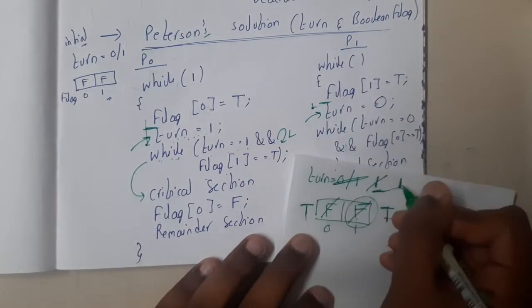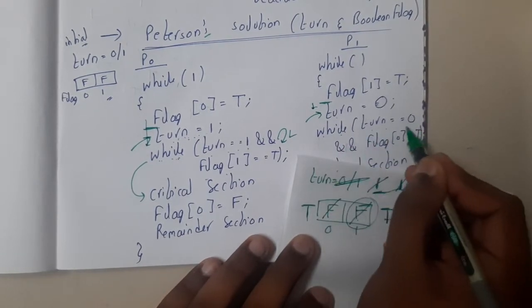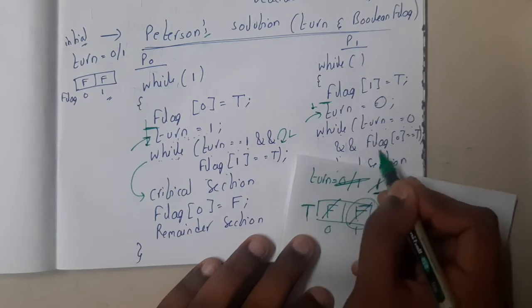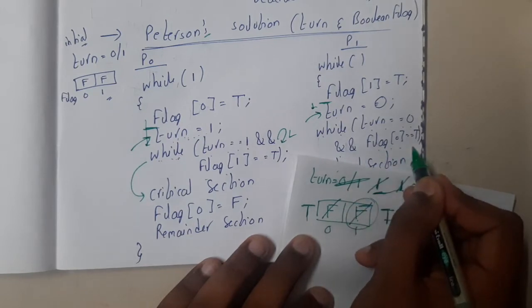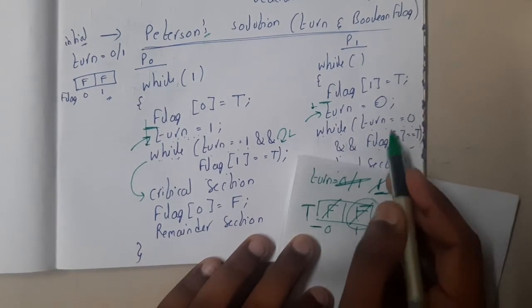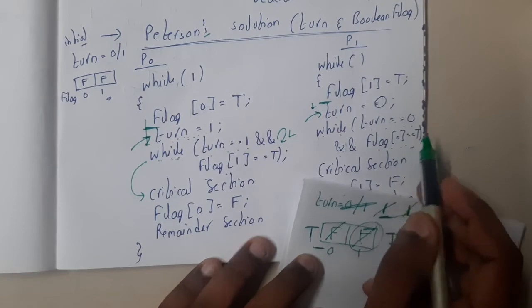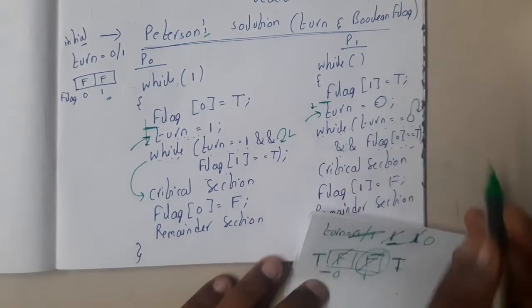Now the turn value will be made 0. Now you are checking while turn double equal to 0 and flag double equal to 0. So again, here also there is an issue, right? Here also this is being satisfied and this is being satisfied. So again, this is true and again, this is also getting stuck in a loop, right?